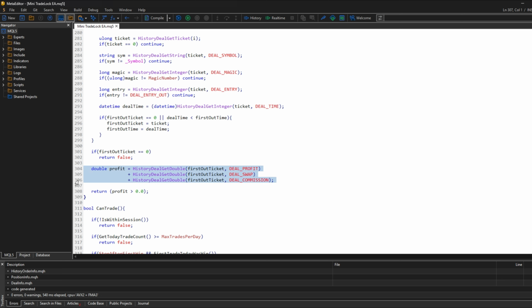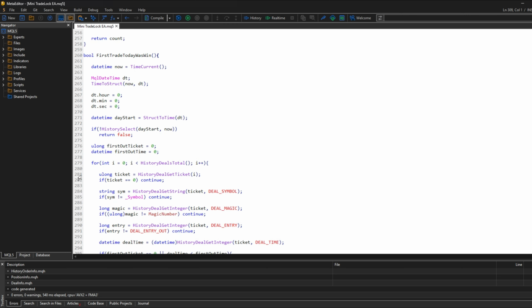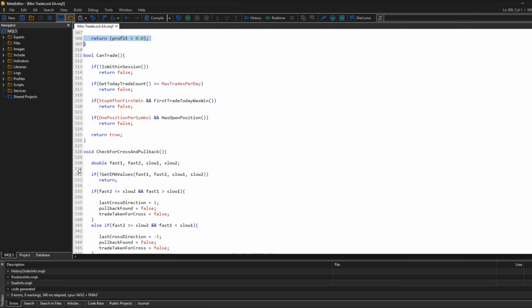If one was found, we calculate the trade result using profit, swap, and commission. And finally, we return true if the result is above 0. So if the first closed trade of the day was a winner, this function returns true. That will then block you from trading and giving your profits back.